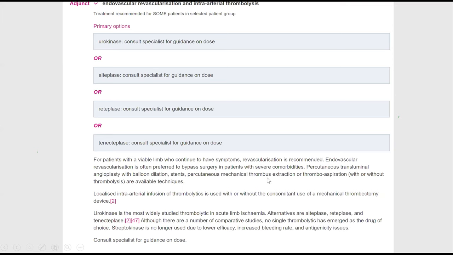Especially if you have a patient with severe comorbidities, so you will do revascularization. We have percutaneous transluminal angioplasty with balloon dilatation, stents, or percutaneous mechanical thrombus extraction, or thromboaspiration. Localized intra-arterial perfusion of thrombolytics is used with or without concomitant use of mechanical thrombectomy. You can use adjunct intra-arterial infusion of thrombolytics, and urokinase is the most widely used thrombolytic agent.